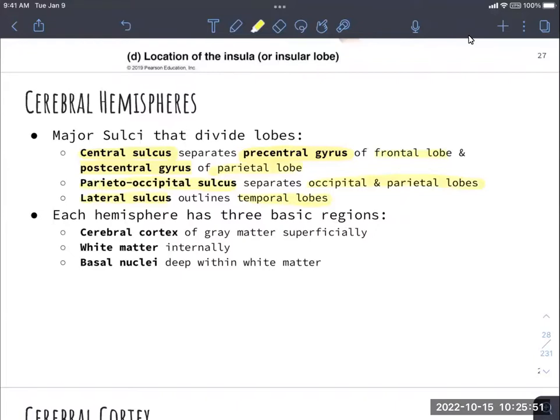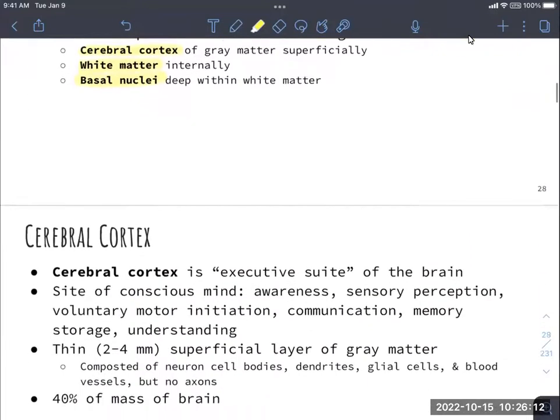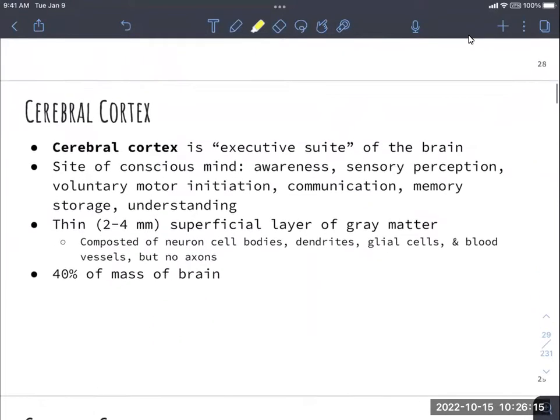And again, just like we've been talking, that cerebral cortex, we have one on each side. And we have white matter and basal nuclei. Again, basal nuclei have specific jobs. Your cerebral cortex.